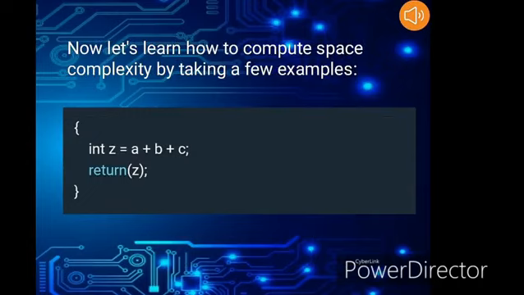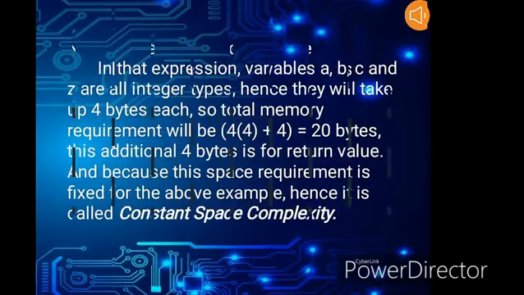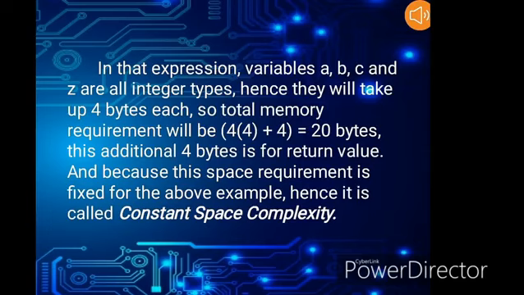Now, let's learn how to compute space complexity by taking a few examples. This is the first example. In that expression, variables A, B, C, and Z are all integer type. Hence, they will take up 4 bytes each, so total memory requirement will be 4 times 4 plus 4 equals 20 bytes. This additional 4 bytes is for the return value. And because this space requirement is fixed for the above example, it is called constant space complexity.